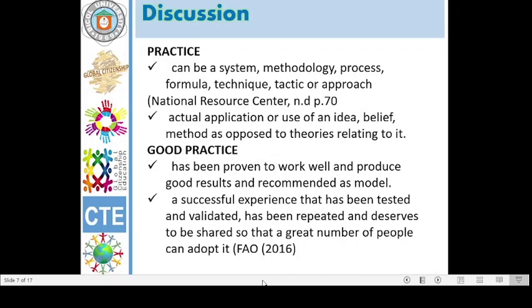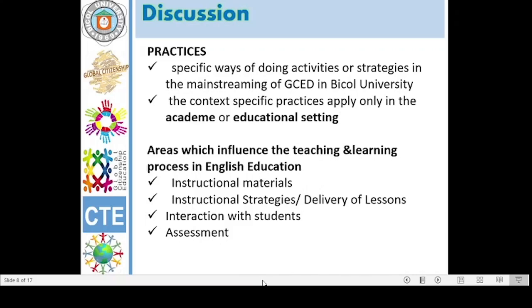FAO 2016 defines good practice as successful experience that has been tested and validated, has been repeated and deserves to be shared so that a great number of people can adopt it. In this particular study, practices refers to specific ways of doing or strategies in mainstreaming of GCED in Bicol University in elementary and secondary levels.